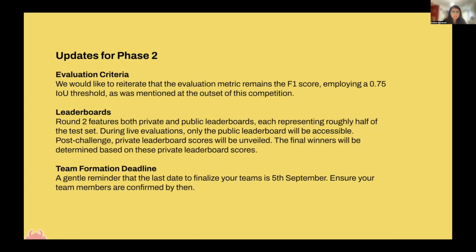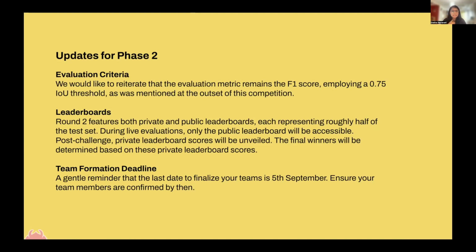Also, regarding the evaluation criteria, it's the same as round one, which employs the F1 score with a 0.75 IOU threshold. That's unchanged from the previous round. This round will include a private and a public leaderboard, and the final winners will be determined on their position in the private leaderboard. During the live evaluation, only the public leaderboard will be accessible to you, and after the challenge ends, the private leaderboard will also be released with the scores.